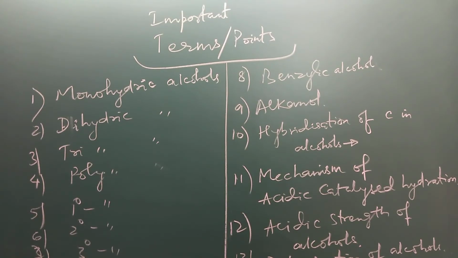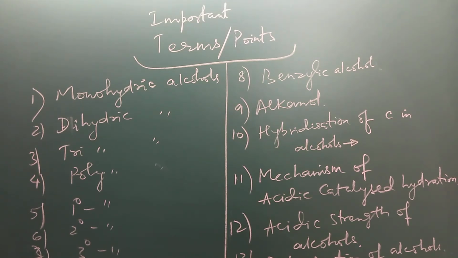Now let's discuss some important terms or points regarding the alcohol chapter. Monohydric alcohols are those alcohols which have one OH group. Alcohols having two OH groups are known as dihydric alcohols. One of the most important dihydric alcohols is ethylene glycol, also called ethane 1,2-diol. It is used as an antifreeze compound. Next is trihydric alcohol, which has three OH groups. One of the most important trihydric alcohols is propane 1,2,3-triol, also called glycerol.